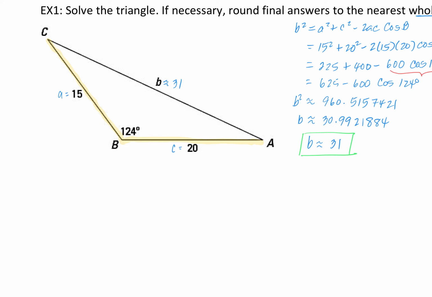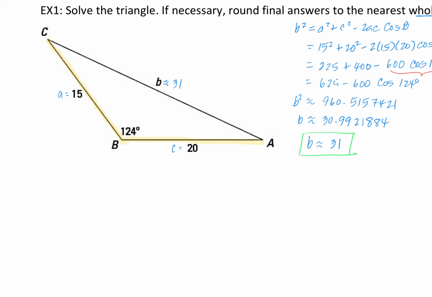This is going to be the largest angle because remember the sum of the angles of a triangle is 180 degrees. So clearly B is the largest angle. It has to correspond to the largest side, and it does because 31 is larger than the side 15 and the side 20. So now let's go ahead and find either angle A or C. It doesn't matter which one. I'll just go ahead and find angle A, working alphabetically.